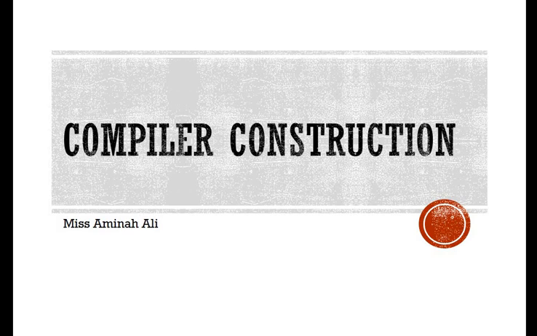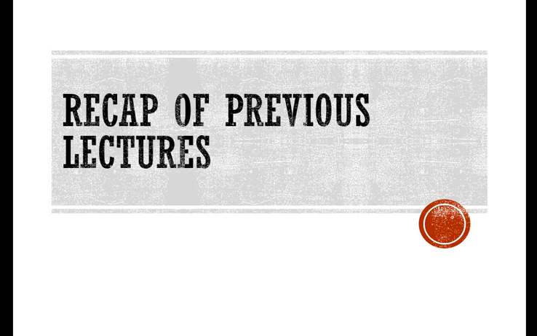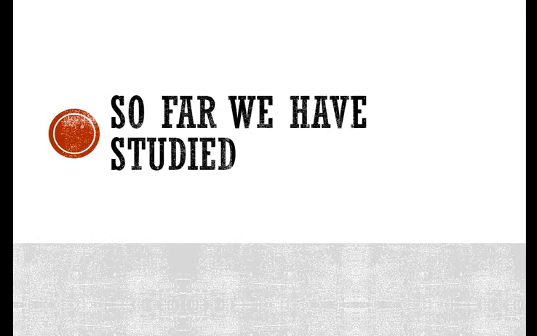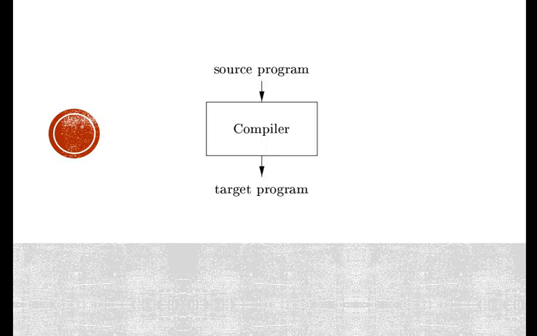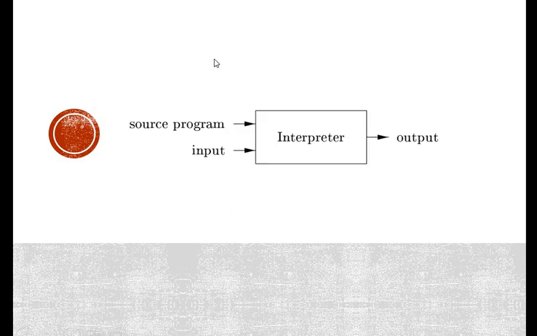So before we move to the next things which we are going to study, we will have a recap of our previous lectures. So far we have studied what is a compiler. This would be a very brief, very short recap of the lectures. We studied what is a compiler. We just had a simple representation that source program comes and compiler compiles it into target program. We also studied what is an interpreter, and then we had a little insight of what is an interpreter.